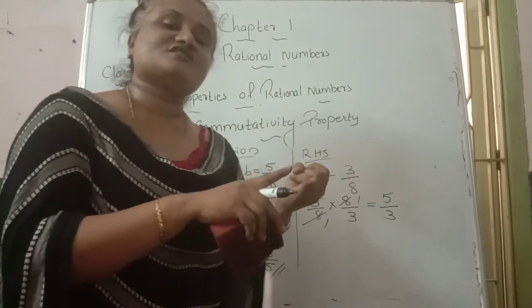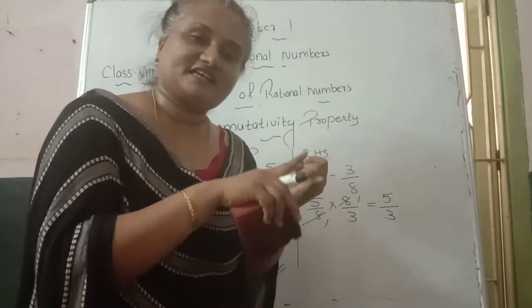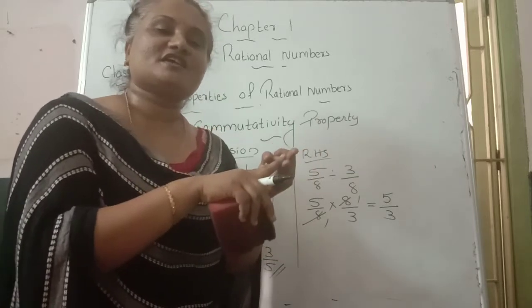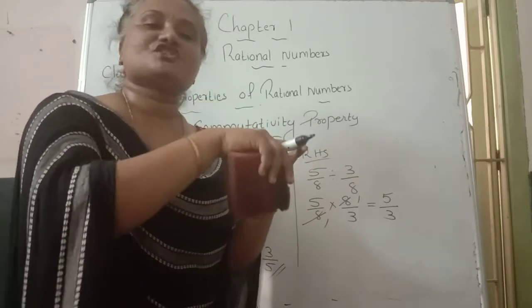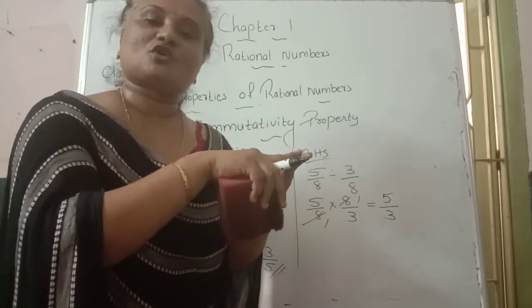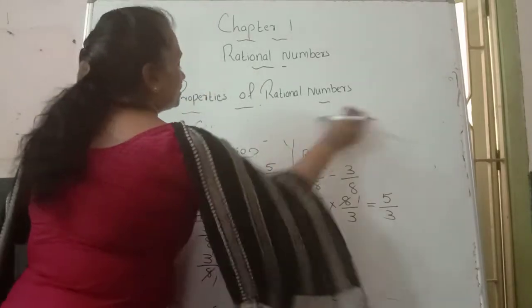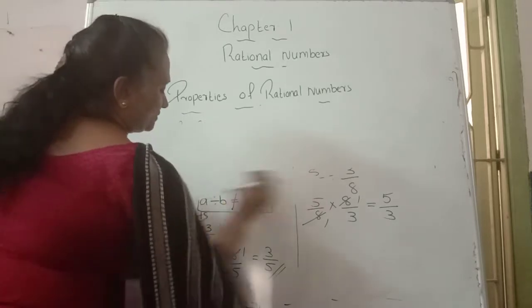So the commutative property is like this. The commutative property says it is satisfied under addition and multiplication only, but under subtraction and division the commutativity property is not satisfied. Next we go through the associative property.